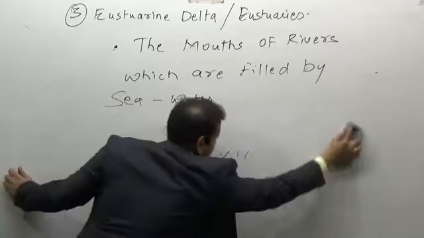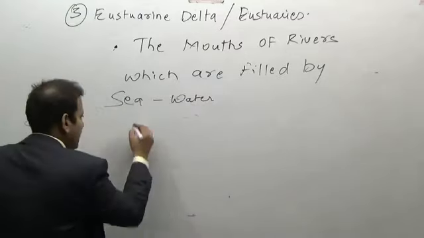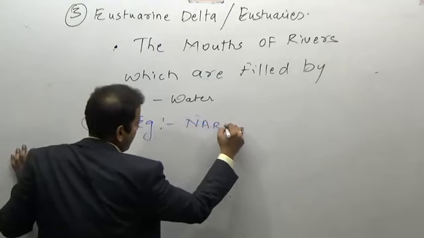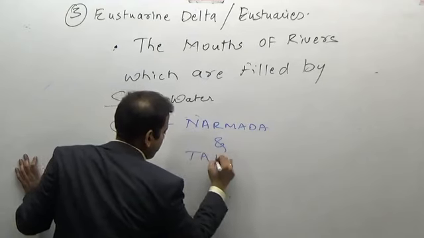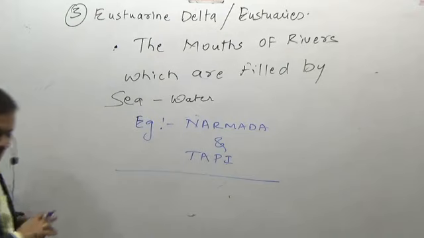So an example of an estuarine delta is Narmada and Tapi.